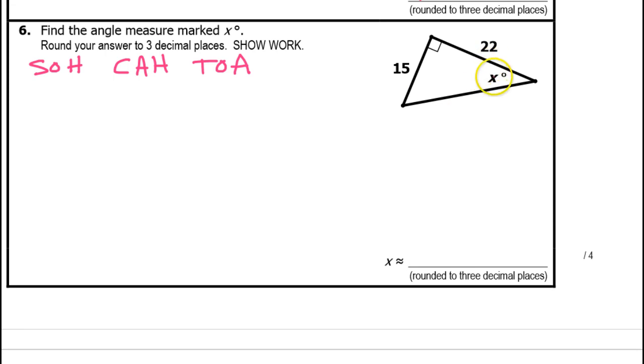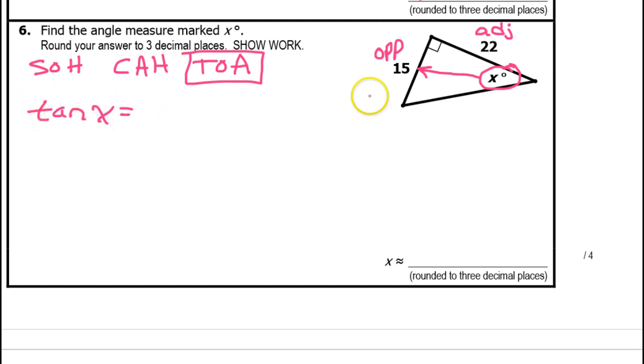Alright, so number 6, here's the angle. I'm going to go ahead and circle it. The hypotenuse is across from the 90-degree angle, so this is the hypotenuse. If I draw an arrow from the angle that I circled, that always points at the opposite leg. The other leg is adjacent, the one that's close by. So opposite and adjacent, that is the tangent function. So I will write the equation tangent x is equal to opposite over adjacent.